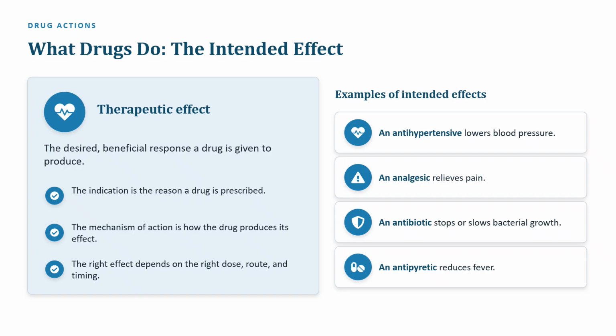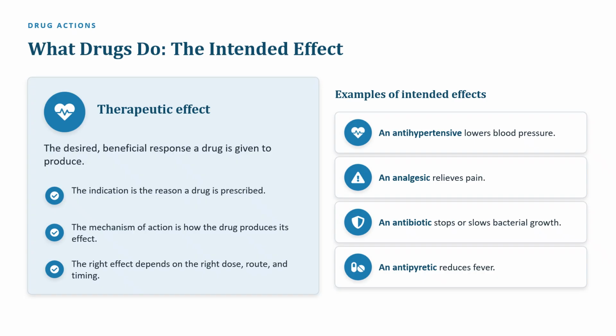And notice the third point because it becomes a theme for the entire series. The right therapeutic effect depends on the right dose, the right route, and the right timing. Give too little and you may see no benefit. Give it by the wrong route and it may not work at all. Look at the examples on the right, which also preview how drug classes are named. An antihypertensive lowers blood pressure. An analgesic relieves pain. An antibiotic stops or slows bacterial growth.